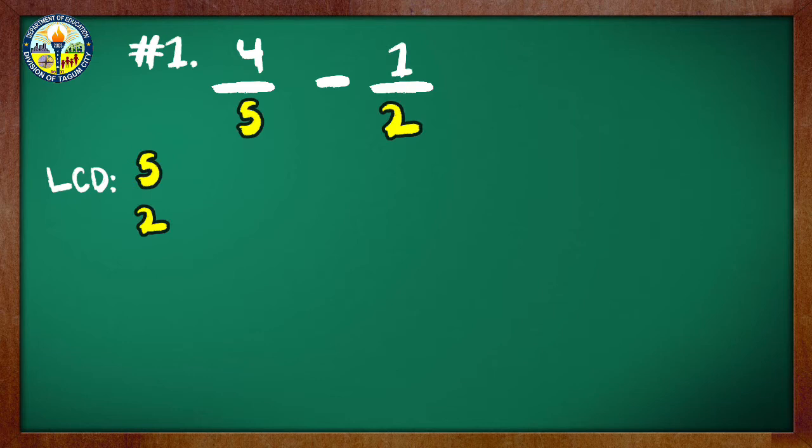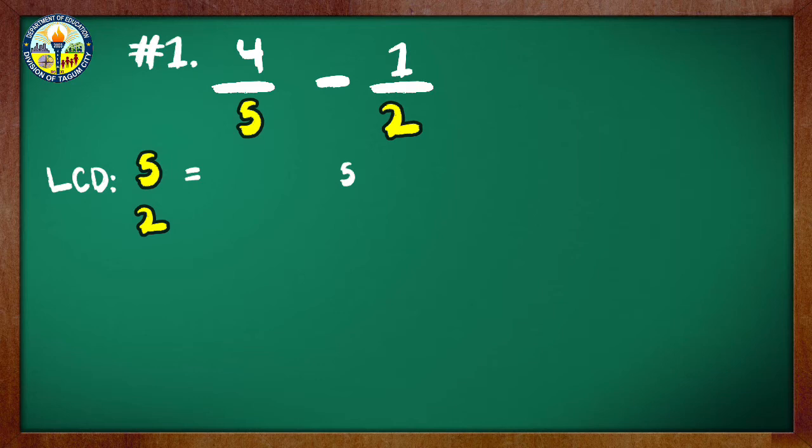And 2. Get the prime factors of each denominator. Remember, prime factors are factors which are divisible only by itself and 1. So, what are the factors of 5? You're right! 1 and 5. But just write only the prime factor 5.